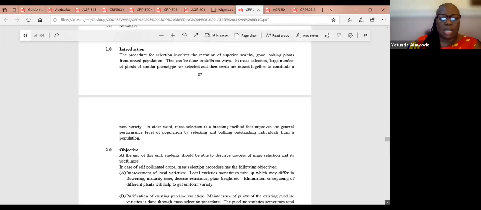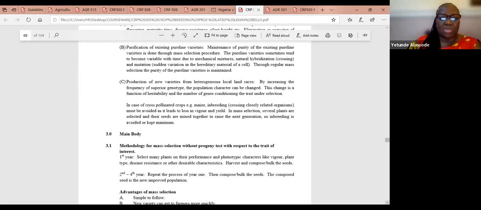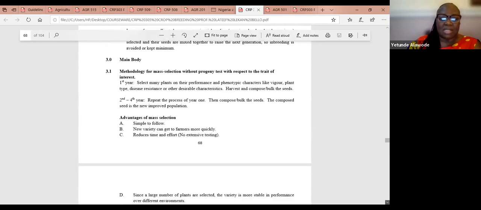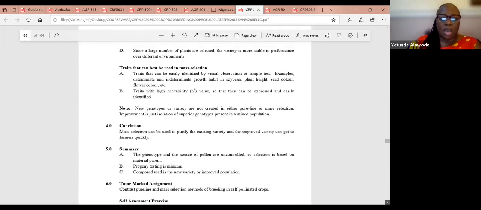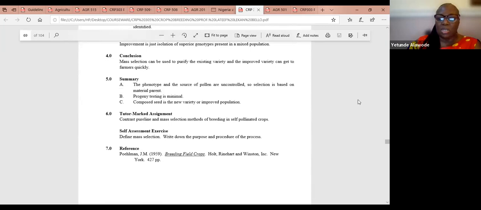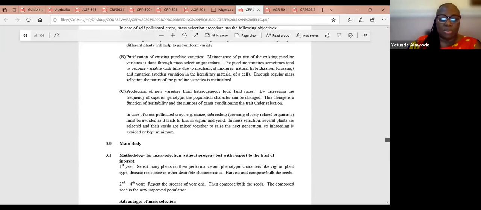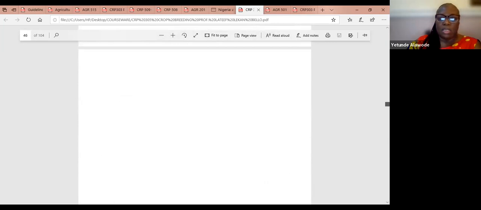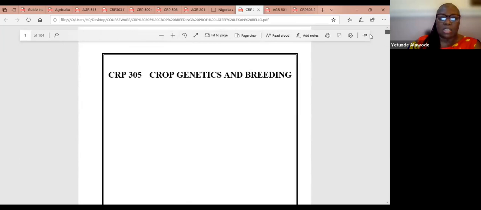Then talk about mass selection. That one too, there's no big deal in mass selection as well. And in today's class, I talked about pedigree selection and seed production. So I think that should be it. Any question for me?